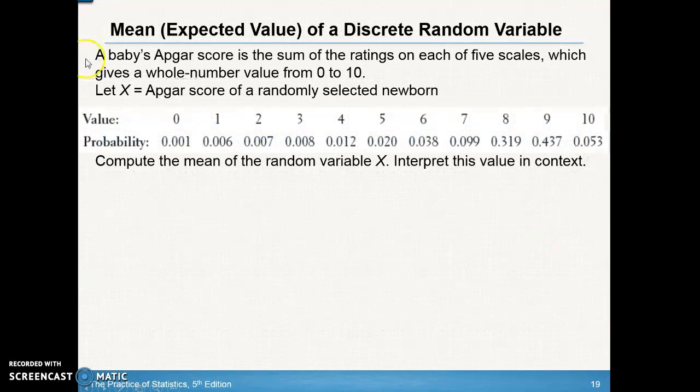Okay, so go ahead and try this one on your own. This one we're taking a look at a baby's APGAR score, which we've taken a look at on previous questions. Notice how X is defined. X is the APGAR score of a randomly selected newborn. So when it says value, you know what that means. That's the score for the newborn, and this is the probability that each of those scores occurs. So compute the mean, that's the same as the expected value, and then interpret it in context.